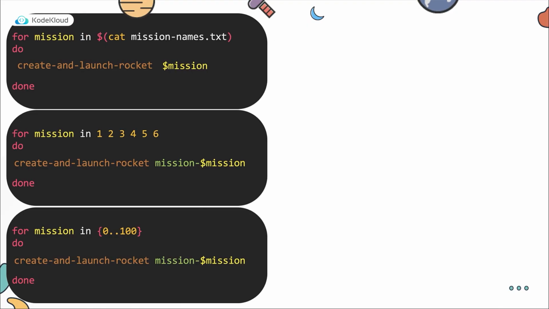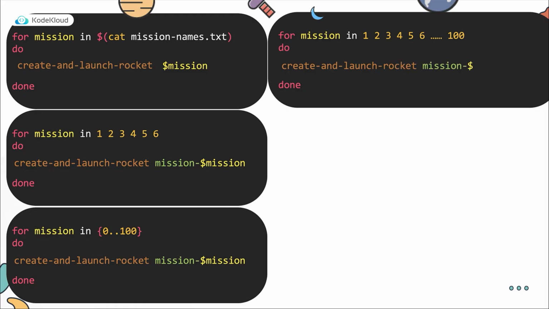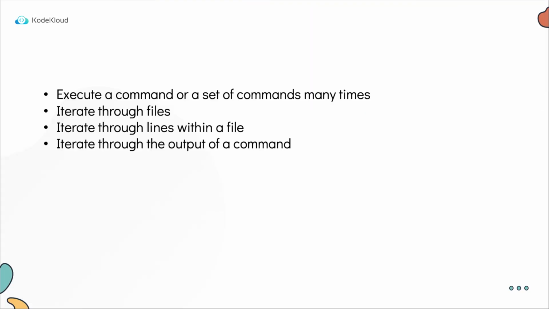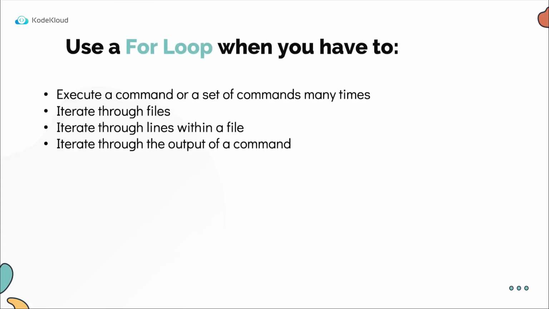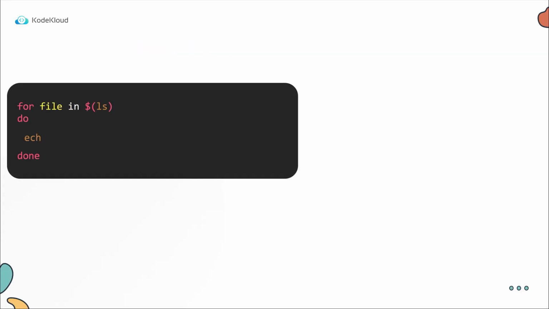Now, if you're familiar with other programming languages, where you write a loop with an initialization statement, a condition, and a step, as you would do in programming languages like C, then that is also possible. For that, use a double parenthesis like this. Now, you would typically use a for loop when you have to repeat tasks many times. For instance, run a command or a set of commands multiple times, or iterate through multiple files, or iterate through lines within a file, or iterate through the output of a command, etc. Here are some real-life examples of a for loop.